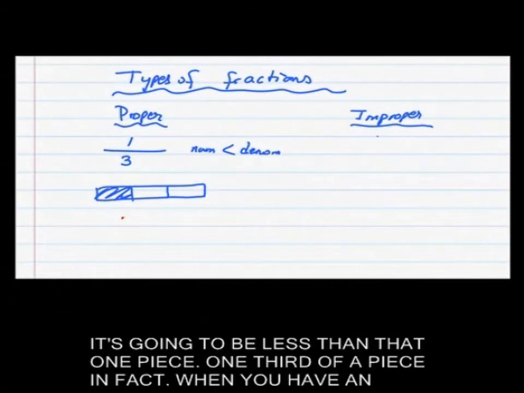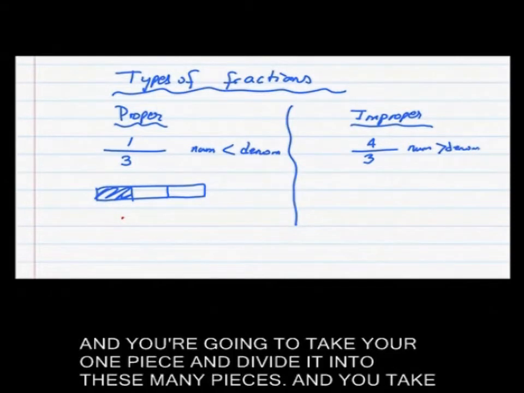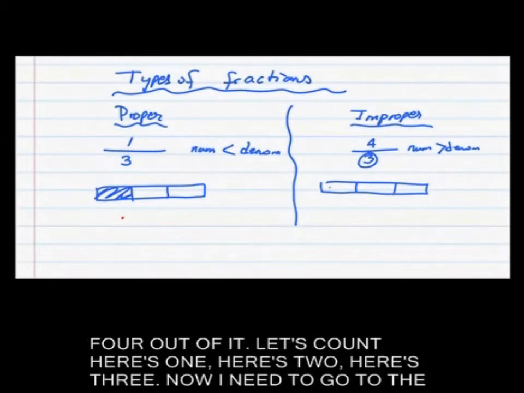When you have an improper fraction, this time your numerator is going to be greater than your denominator, and you're going to take your one piece and divide it into these many pieces, and you take 4 out of it. Let's count. Here's 1, here's 2, here is 3. Now I need to go to the 4th one.